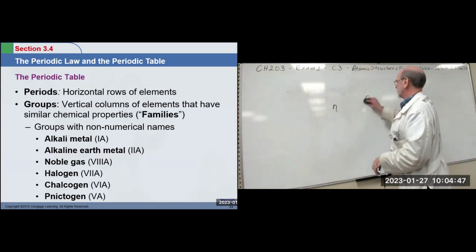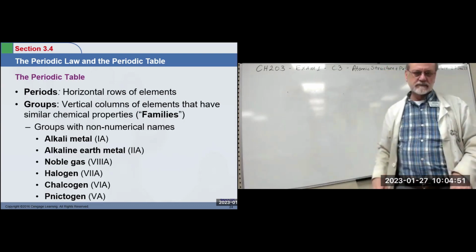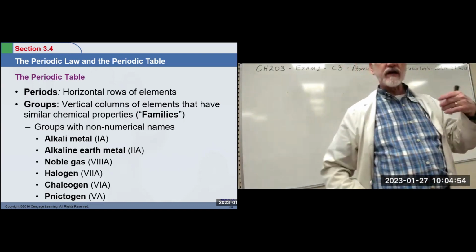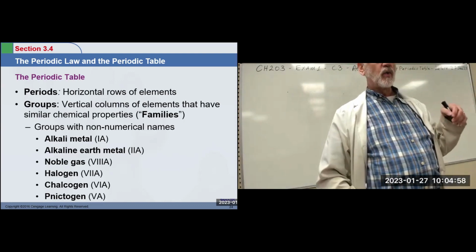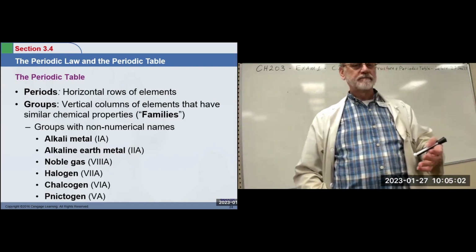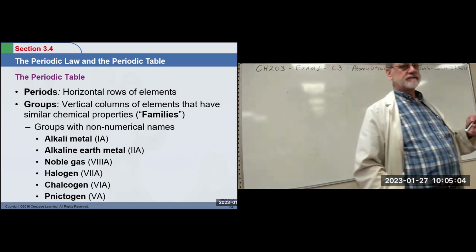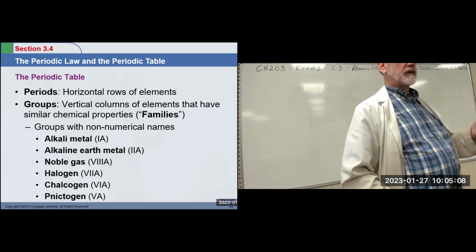Now those parenthetical identifiers following each one are group labels, like 1A. And this is the old form. 1 is a Roman numeral. 2 for the alkaline earths is a Roman numeral.